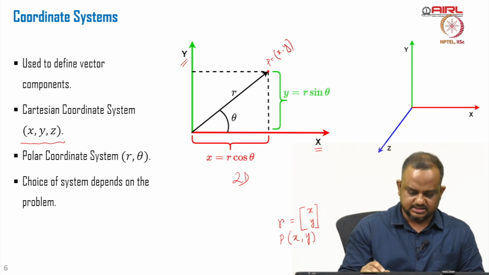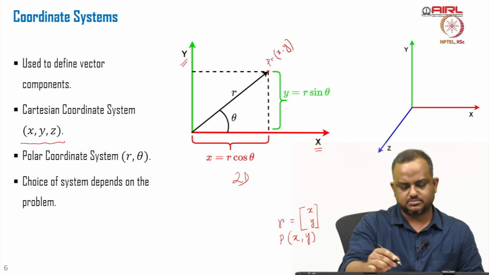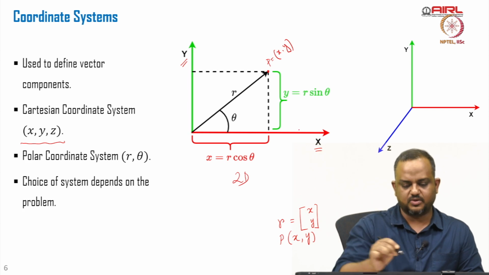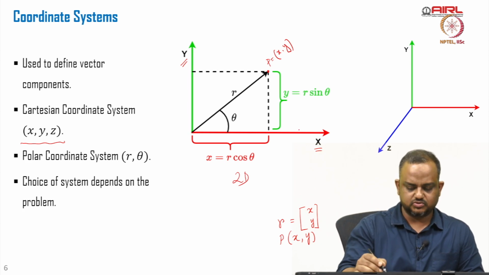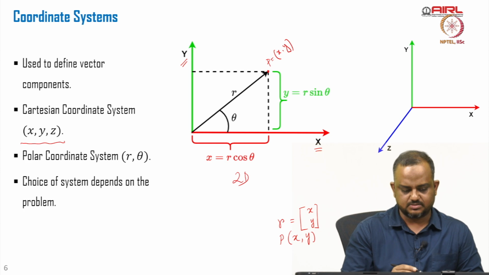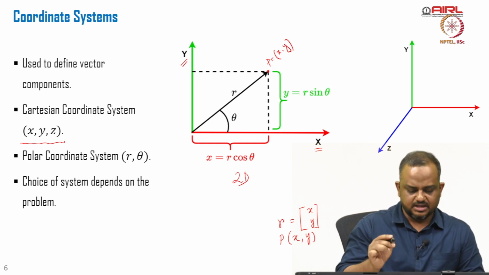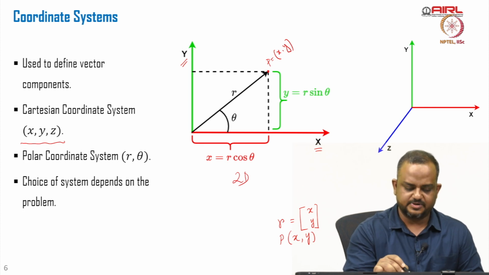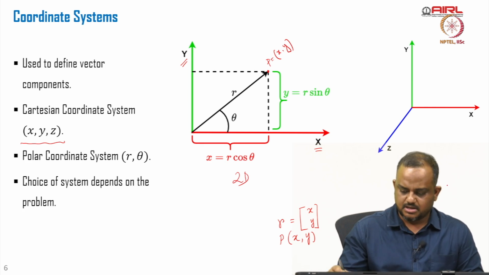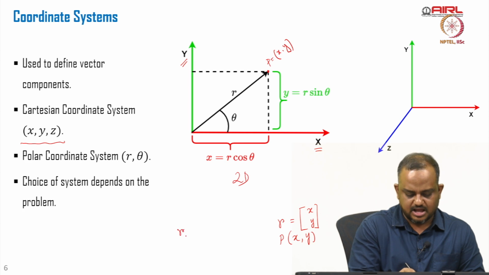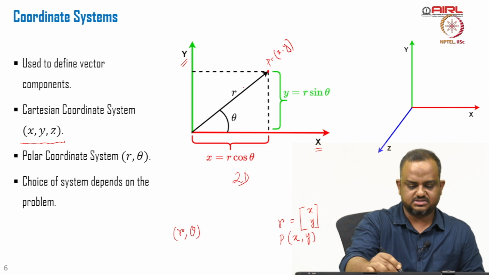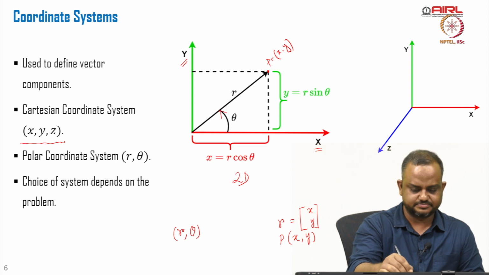When we represent it like this, it is a Cartesian coordinate system with x and y axes. But when it comes to the polar coordinate system, which is very important in drone applications also, the vector is represented with one parameter r and another parameter theta, where r represents the vector's length and theta represents the angle it makes with the positive x axis.